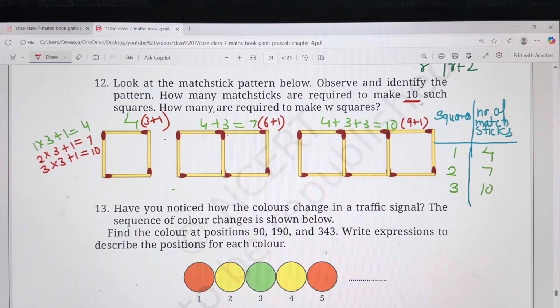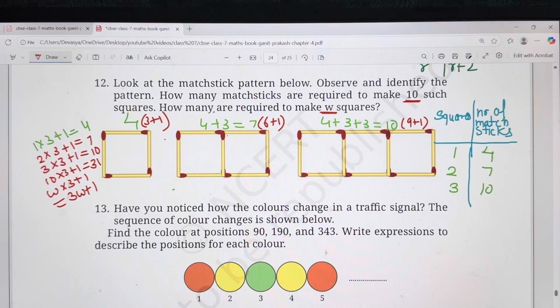Now they have asked for 10. So instead of 3, we will write 10 over here. 10 into 3 plus 1, that is 31 matchsticks will be needed. So if you understand the pattern, it is so easy to find out for whatever number of squares you want to make. Now they have asked for W. W can be any natural number, right? So instead of 10, we write W. W into 3 plus 1. So this will be equal to 3W plus 1.